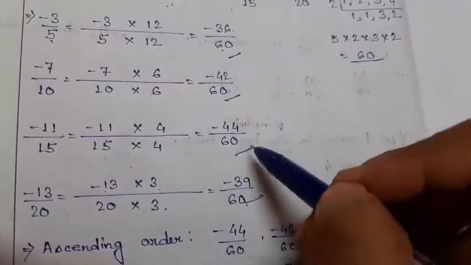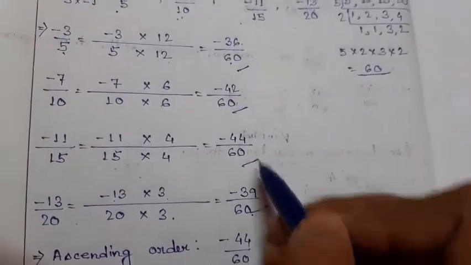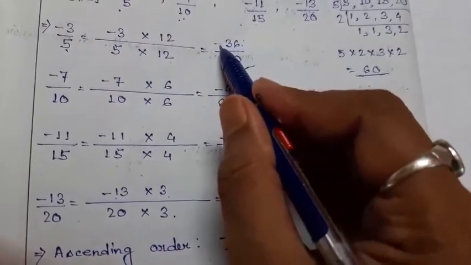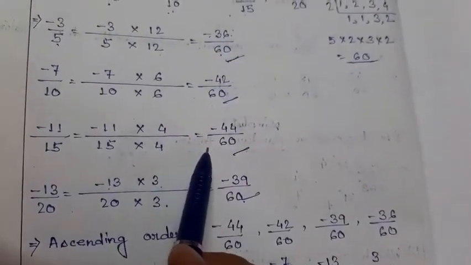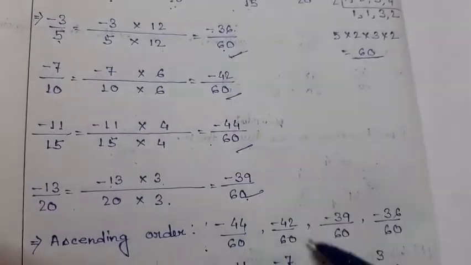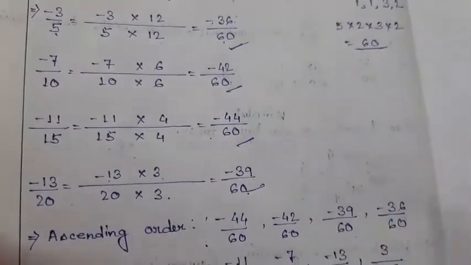Tell me which is greater. We can easily understand. The greater one is minus 36, because it is smaller and has a negative sign. So ascending means smaller to greater. Which one will come first? This one. Minus 44 by 60, then minus 42 by 60, then minus 39 by 60, and finally minus 36 by 60.